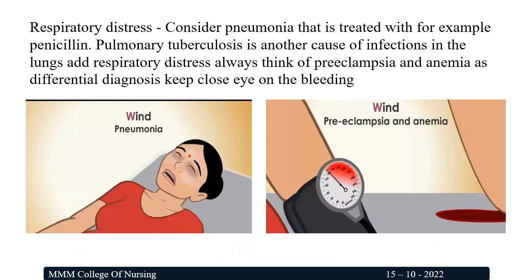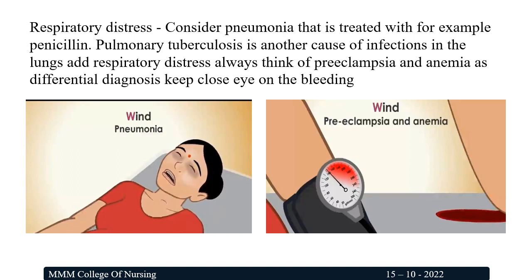Okay, next we'll see the wind. Okay, wind means respiratory distress. Consider pneumonia that is treated, for example, with penicillin. And pulmonary tuberculosis is another cause of infection in the lungs and respiratory distress. Always think of preeclampsia and anemia as differential diagnosis, and keep a close eye on the bleeding. Okay, so next is the wind.